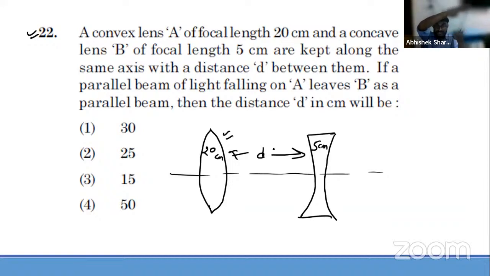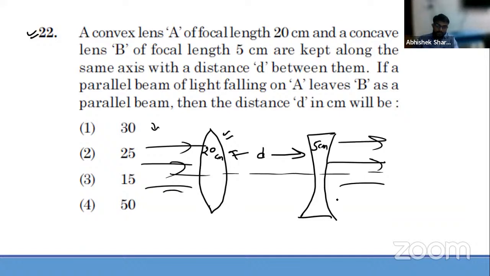parallel beam passes from the left of the convex lens, it must go out to the right of the concave lens consistently parallel. I mean, if it is parallel here, it must go parallel here. In between, anything can happen. So the case will be like this. These rays, if they are parallel to the convex lens, will be converged at the focus.